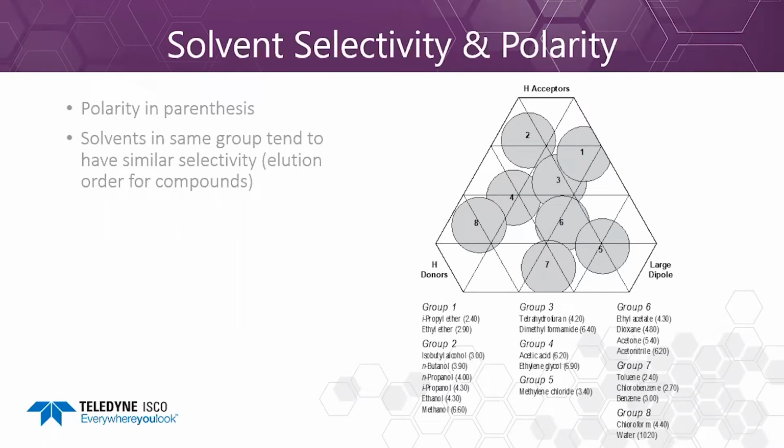So ethyl acetate is very commonly used. That's in group 6 towards the right side of this triangle. Replacing ethyl acetate with acetone is helpful in some ways, but it won't necessarily improve your chromatography.